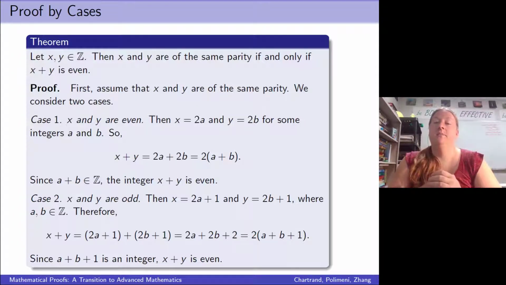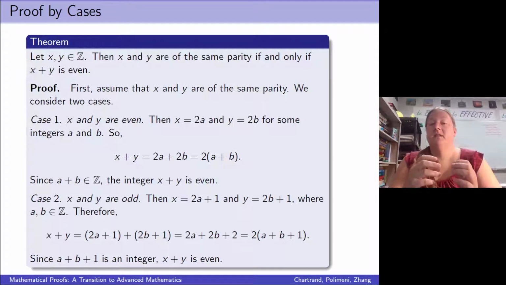Now, them being the same parity means they're both even or both odd. So we're going to have two cases to consider. We're going to have x and y are both even, and x and y are both odd. So we do that, we use the definitions, and we come to the conclusion that x plus y is even. So please take the time to look through the details of that proof and make sure that they make sense.